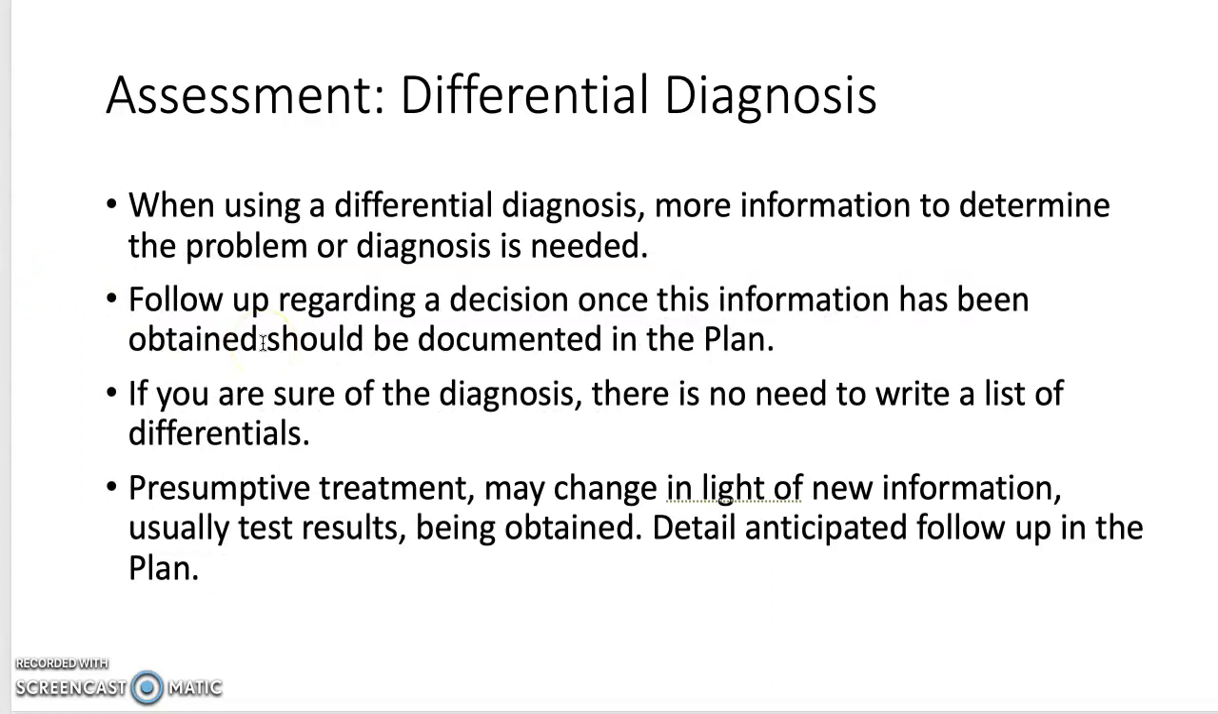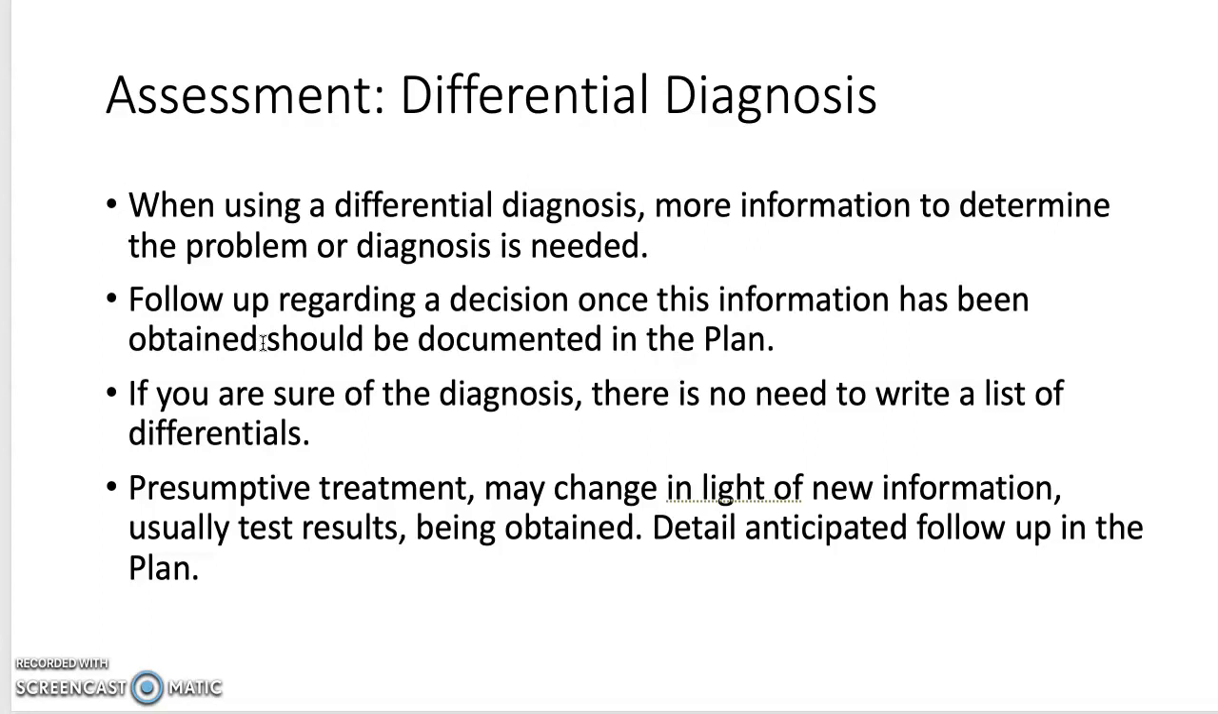So when you use differential diagnosis, you will need to gather more information to determine the final diagnosis. So a list of differential diagnoses is a list of possible diagnoses in order of most to least level of suspicion for each diagnosis. Follow-up regarding a decision once the information has been obtained to create a diagnosis should be documented in your plan.